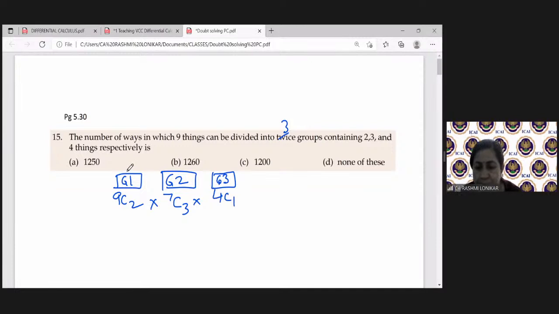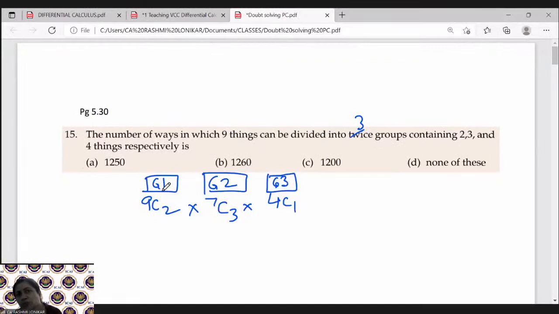Group 1 has to contain 2 objects. So I have 9 objects. From the 9, I can choose 2 objects. How do I do that? 9C2 ways. Then after that, how many things am I left with? 7. So 7C3, because in the next group, I need to have 3 objects. And in the next, 4 things are remaining. In the last group, I need to put only 4.